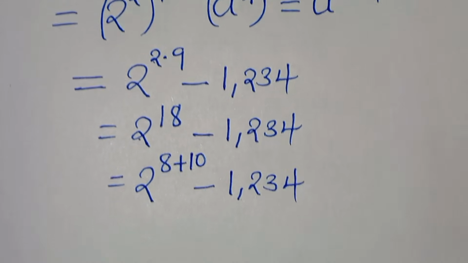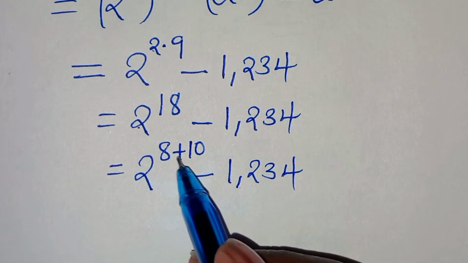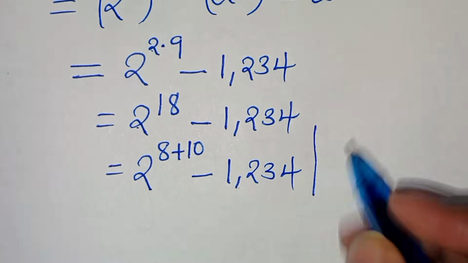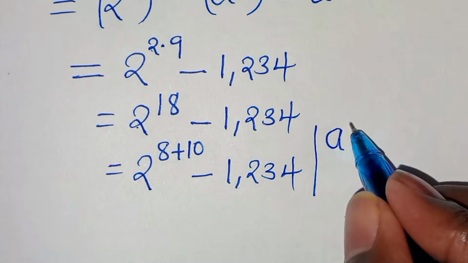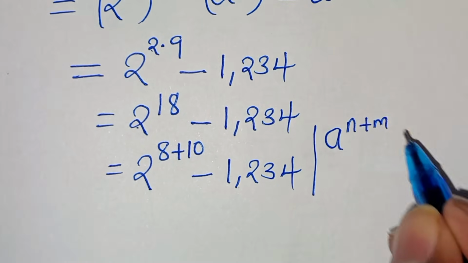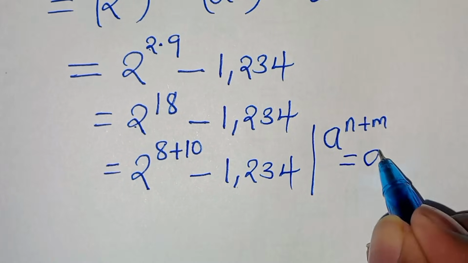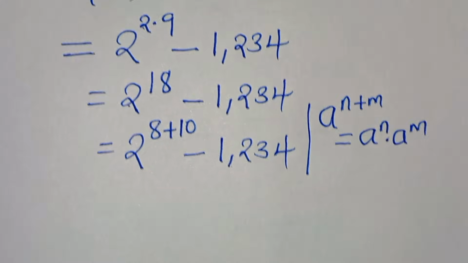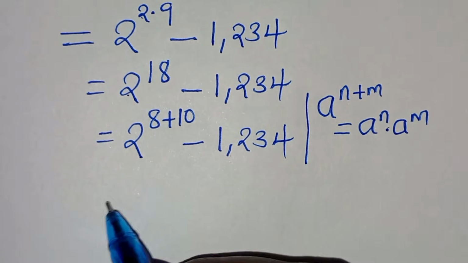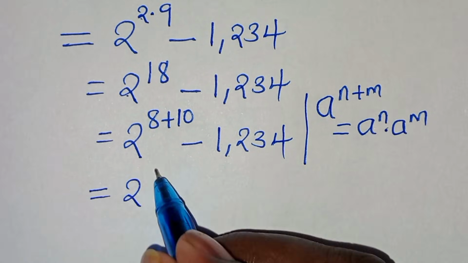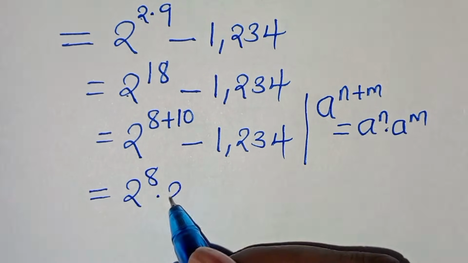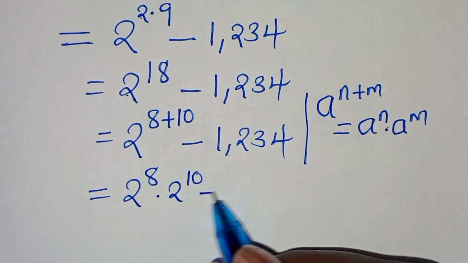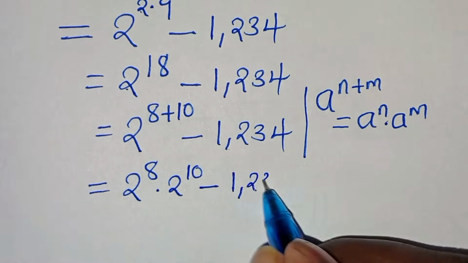1234. So 2 to the power of 8 plus 10 is in the form of a to the power of n plus m, which we can express as a to the power of n times a to the power of m. Applying this exponent property, we have 2 to the power of 8 times 2 to the power of 10 minus 1234.